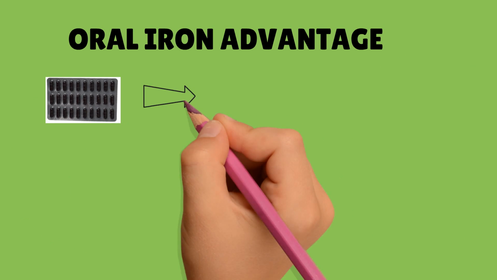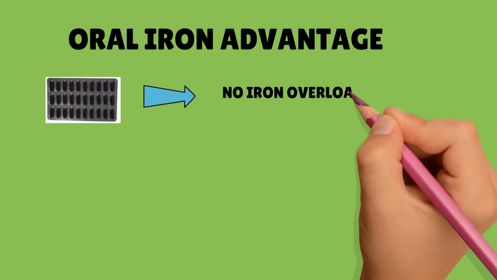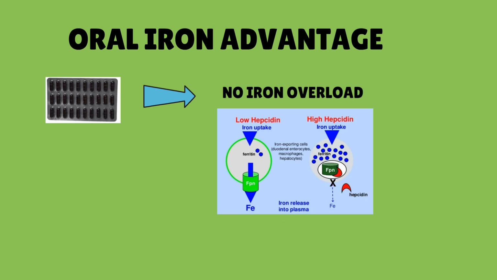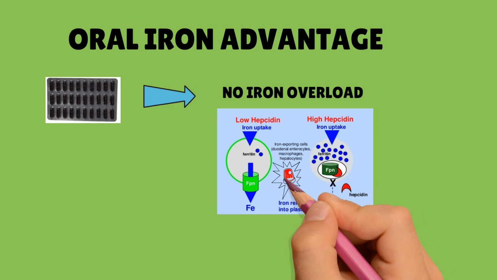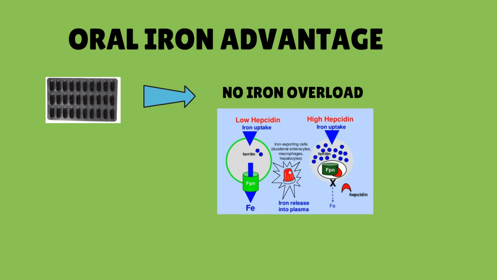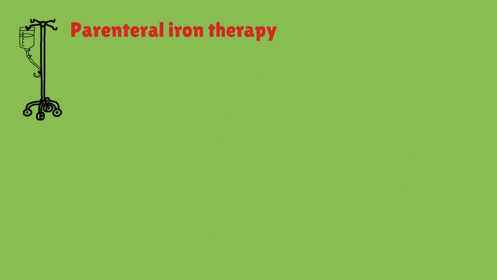Now the advantage of oral iron therapy is that there is a negligible chance of iron overload, because it passes through the GIT and there is hepcidin present in the GI system, which will decrease the absorption of iron in excess of iron availability. Now let's talk about parenteral iron therapy.